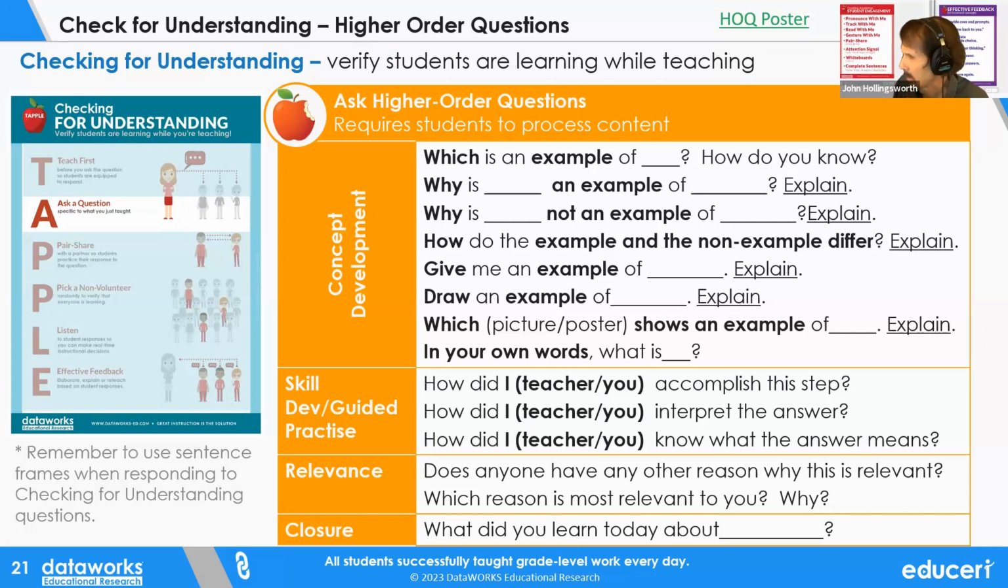Okay, very good. Let's get your boards up when you've got them. We don't have pair shares. We would be pair sharing if we had them. Okay, Rachel, can you read yours to the class? How did I know I needed to regroup?